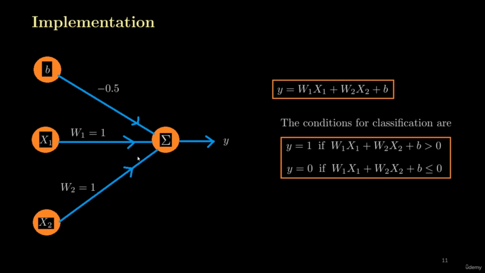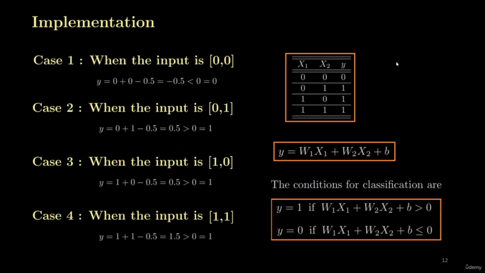Let's see how we can use this simple perceptron in order to implement OR gate. So this is the truth table of our OR gate, or this is our data set. This is the output equation of the perceptron and these are the conditions of classification. Let's pass the first data sample. So in case 1, when the input is 0, 0, we are going to pass the first data sample to the perceptron. So x1 is equal to 0, x2 is equal to 0 and the value of bias here is -0.5. So this term will be 0 due to x1, this term will be 0 due to x2 and we are left with only -0.5. So we can see that in case 1, we are left with only -0.5 which is less than 0.